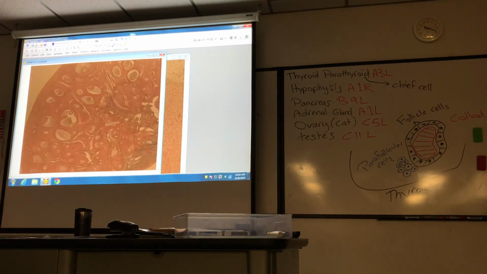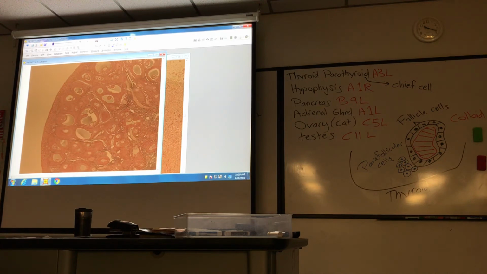So this is a low magnification. This is a cat ovary. It's good for teaching because cats have litters. They have a lot of kittens in one birth. Humans have one. That's it. But when cats have a litter, there are a lot of different varying stages of development, so we can see them all in one shot.